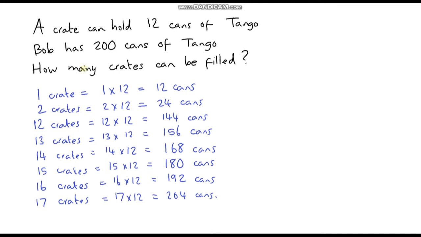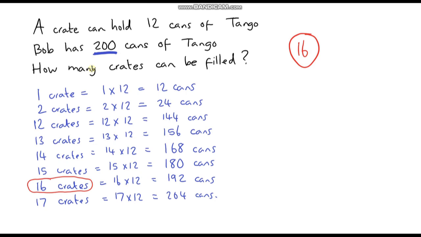Now let's look at the question. It says how many crates can be filled? Now with 17 crates, there is a capacity of 204 cans. We only have 200 cans, so we cannot fill 17 crates. We can only fill 16 crates. Okay, so we're going to have some spares. We're going to have 8 spare cans left over, but we can only fill 16 crates. So our answer, how many crates can be filled? Our answer is 16.